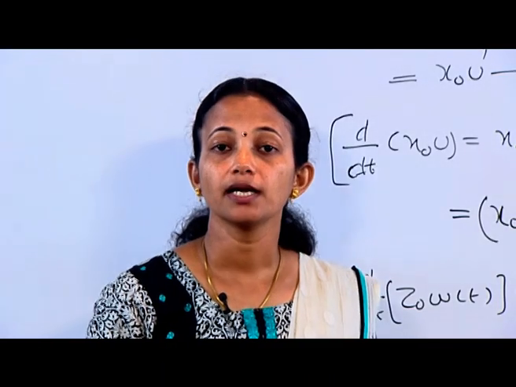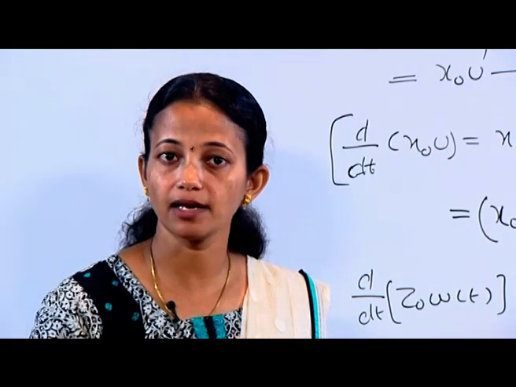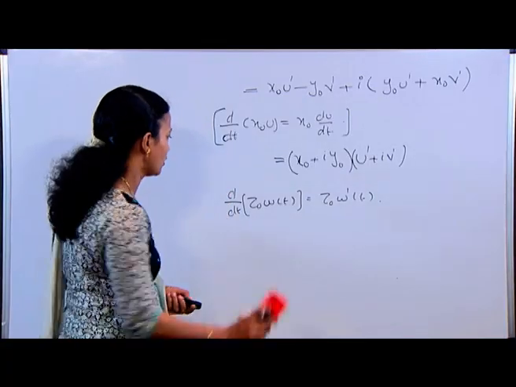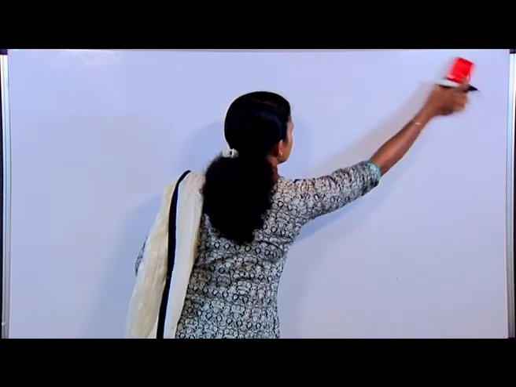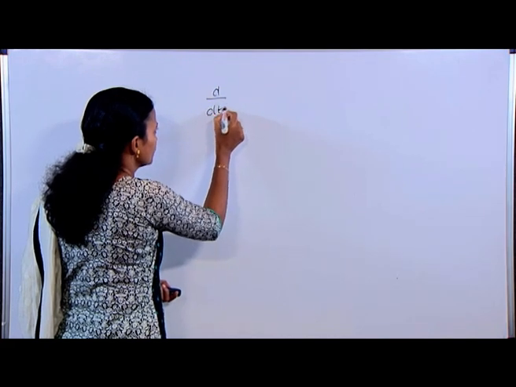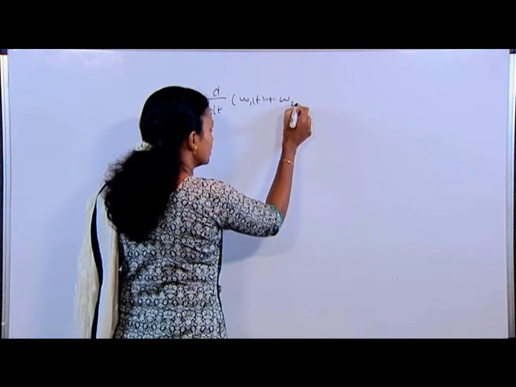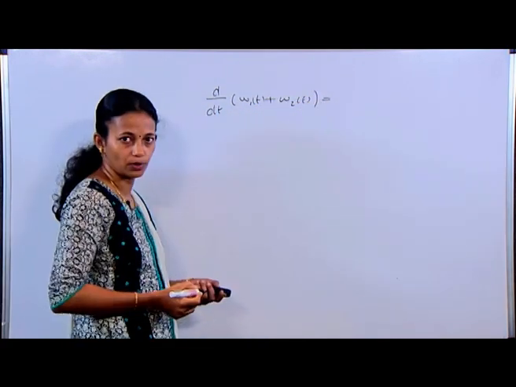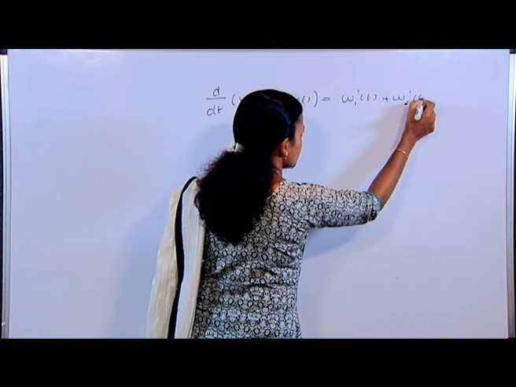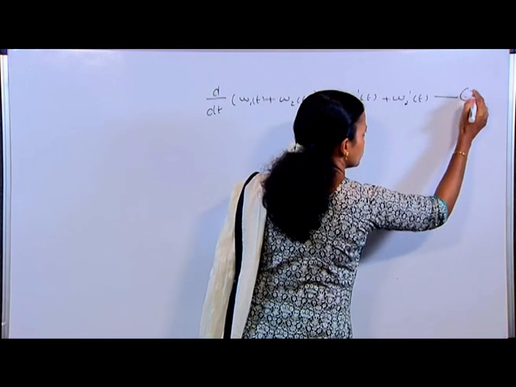Theorem number 2. If w1 of t and w2 of t are complex valued functions of a real variable t, then first we have the sum rule, that is d by dt of w1 of t plus w2 of t is equal to w1 dash of t plus w2 dash of t. Equation number 4.